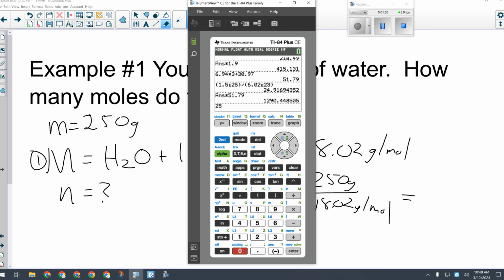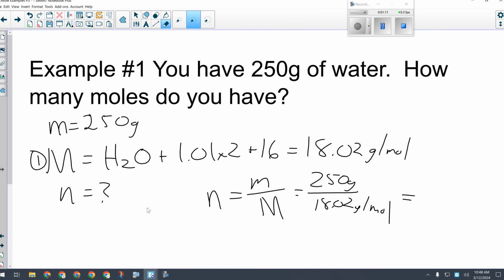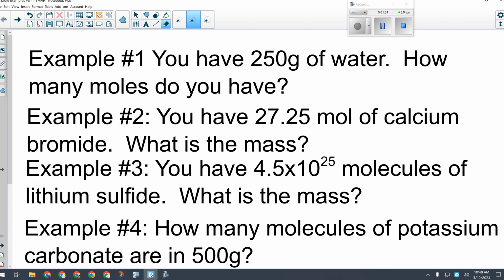All right, so 250 divided by 18.02. In 1 cup of water, there are 13.87 moles of water. How many people have done number 2? I'll give you guys a little bit more time here, and then we'll look at number 2.